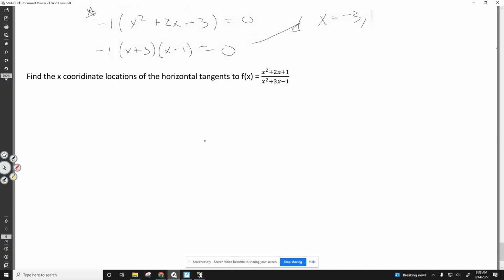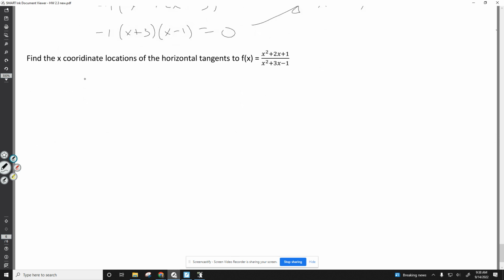Good. I believe this one is very similar to that. Lots of distribution and ugliness, but let's go. Horizontal tangents again. Our derivative of the top times the bottom. That's gross. Oh, why did I give you this problem? Minus the derivative of the bottom times the top, all over the bottom squared.